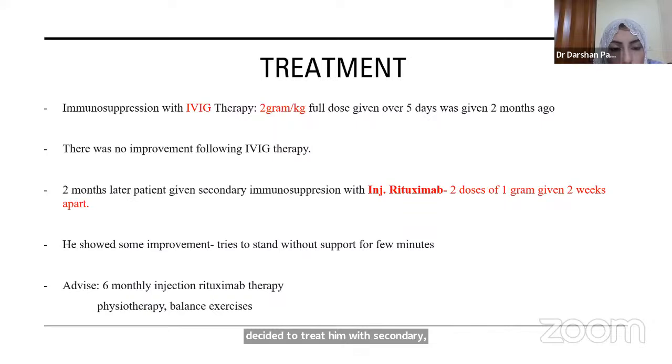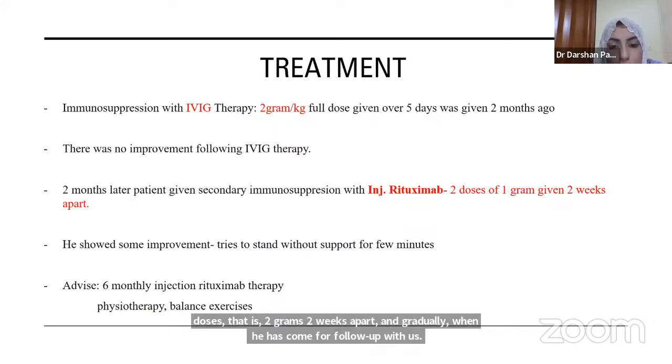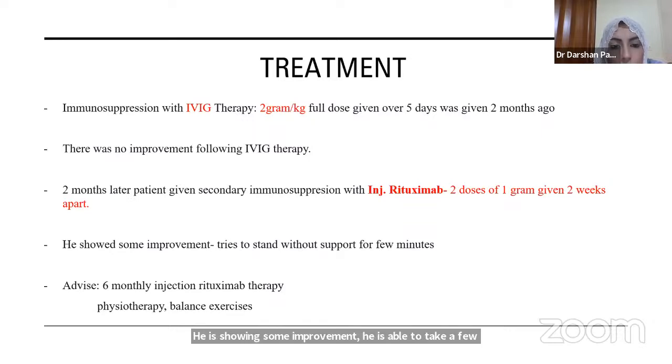And gradually, when he came for follow-up with us, he is showing some improvement. He is able to take a few steps without support. There is quite a lot of improvement in him as compared to before. He could not think of standing without a walker. Now he is standing without a walker and taking a few steps. So we are advising him to continue the rituximab injections every 6 months with physiotherapy and balance exercises.